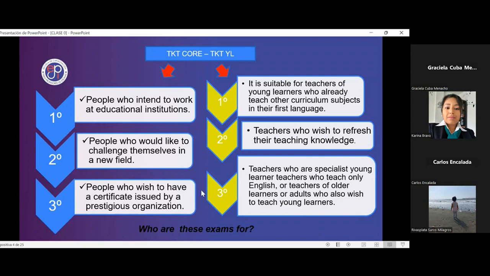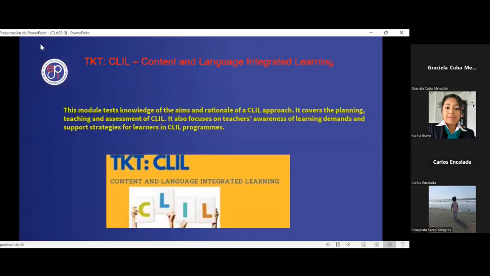Now, there is another that was very popular before the pandemic. That is TKT CLIL, that is content and language integrated learning. Nowadays, all the different books and materials have a special lesson focused on CLIL, right? And what does it mean, CLIL? That you're going to insert some cross-curricular subjects in your lesson. So you are going to use math, history, science, arts, to learn the language, that is English. And we have soft CLIL and hard CLIL, okay? So also there is another module for this.